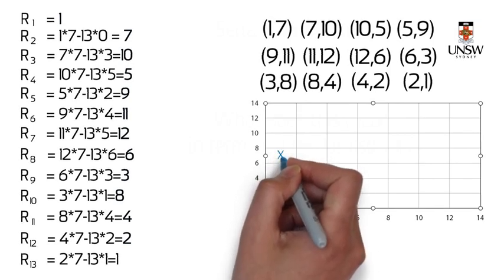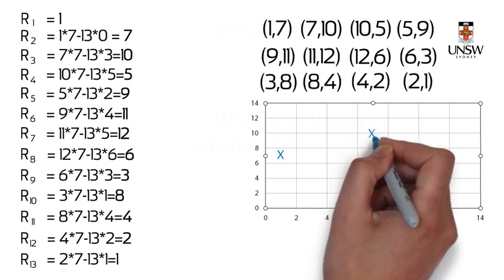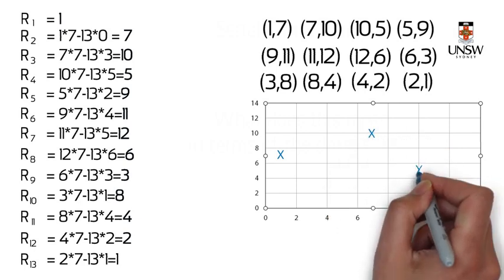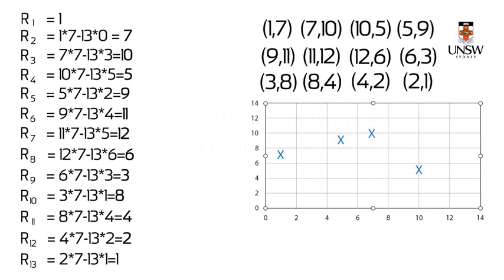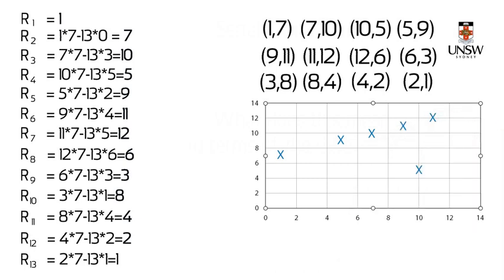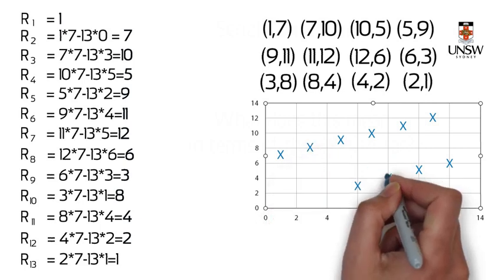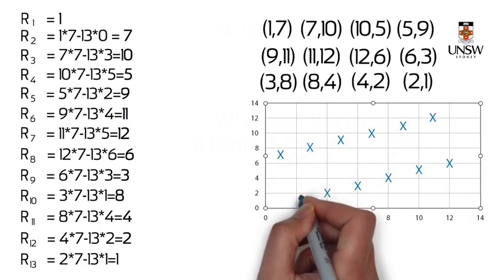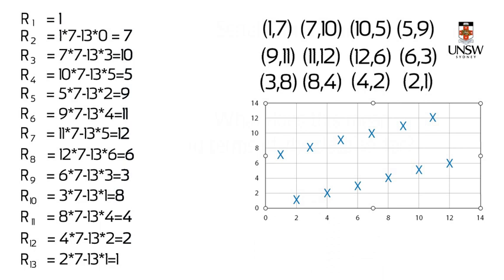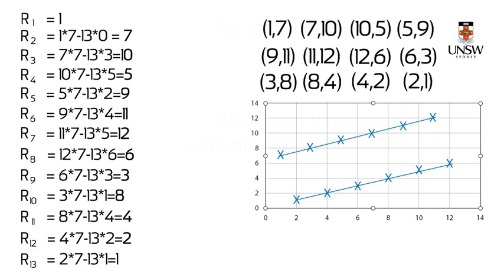Now let's plot all of these points in 2 dimensions. We'll start by plotting 1, 7, which goes here. Now we plot 7, 10; 10, 5; 5, 9; 9, 11; 11, 12; 12, 6; 6, 3; 3, 8; 8, 4; 4, 2; and 2, 1. Can you see a pattern emerging? Serial correlation results in all of these points falling on these 2 lines.